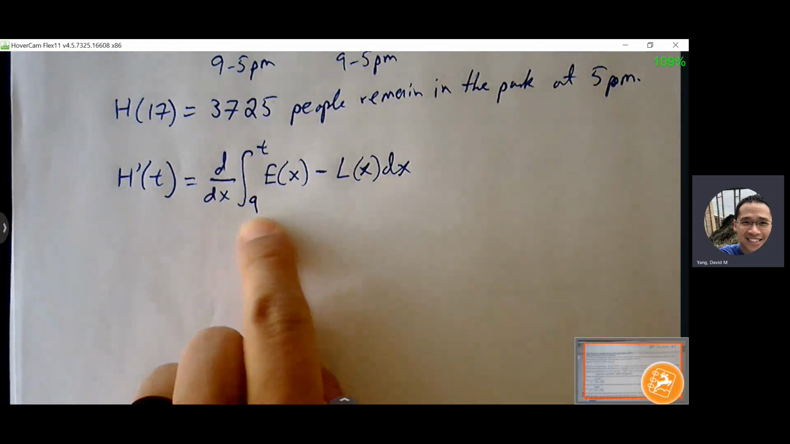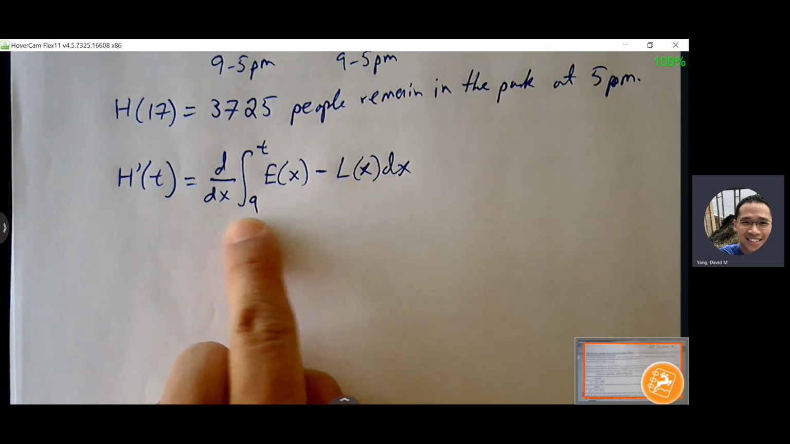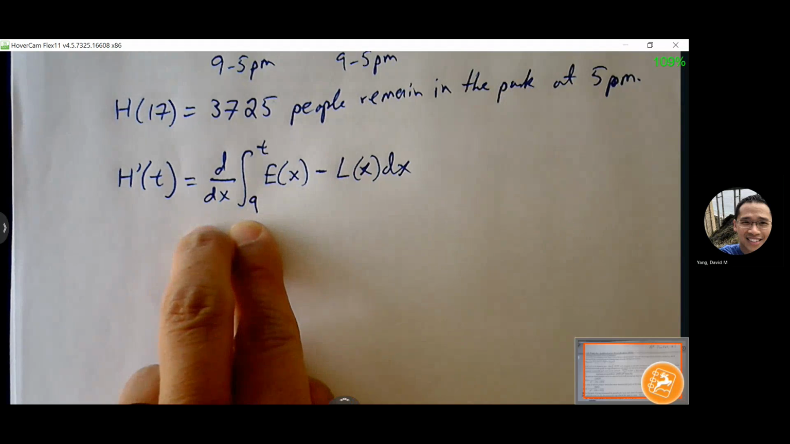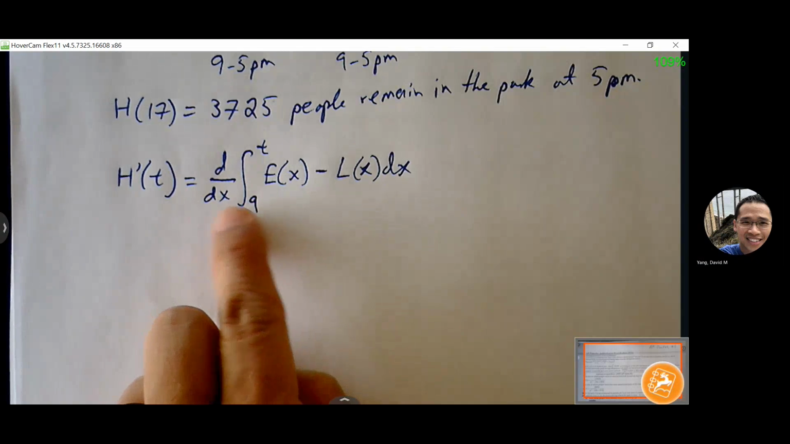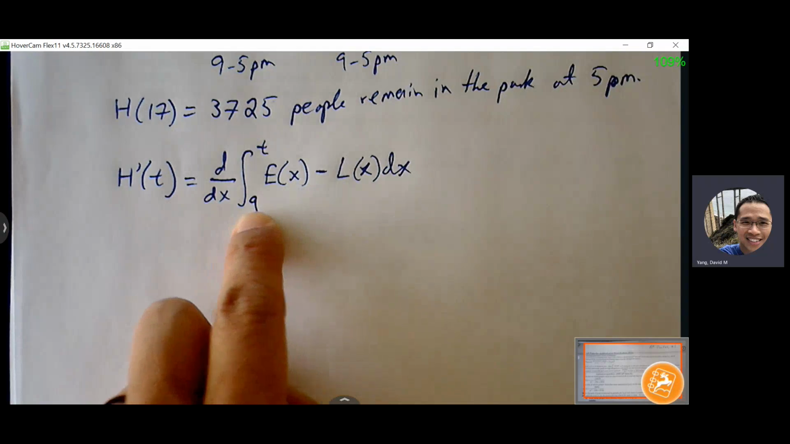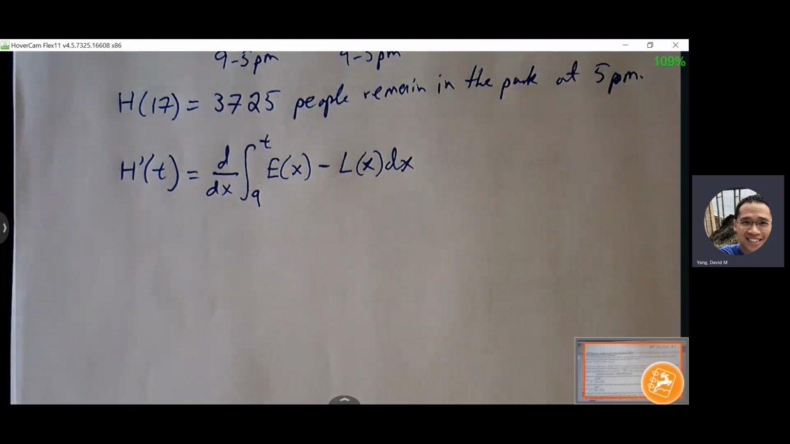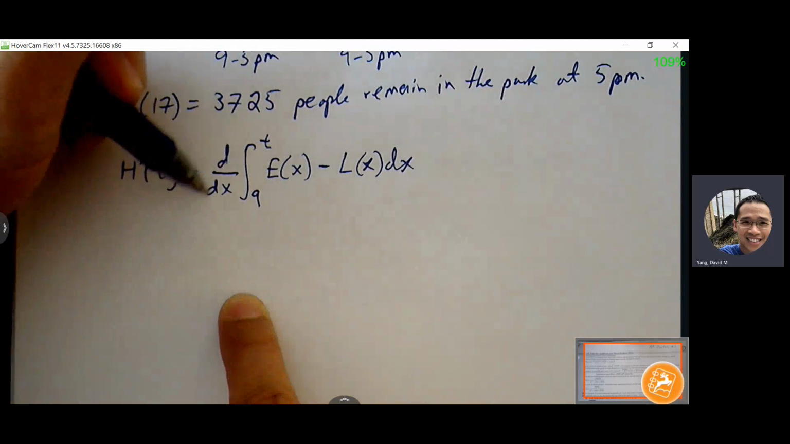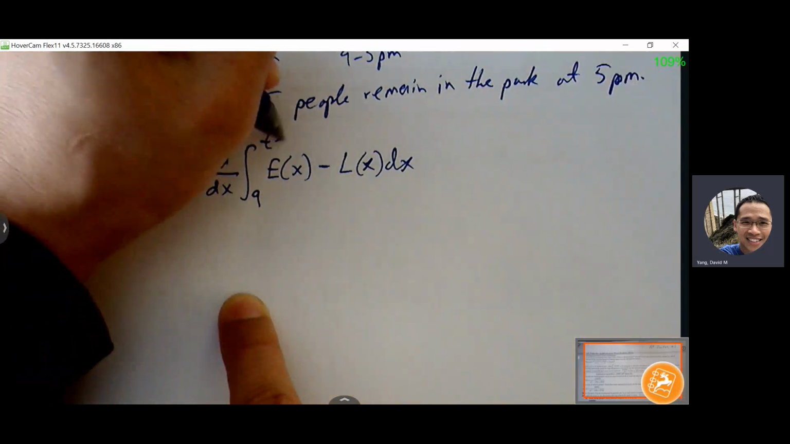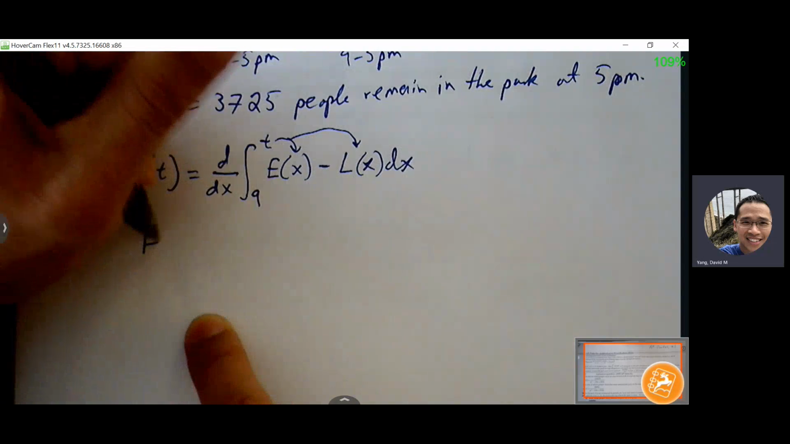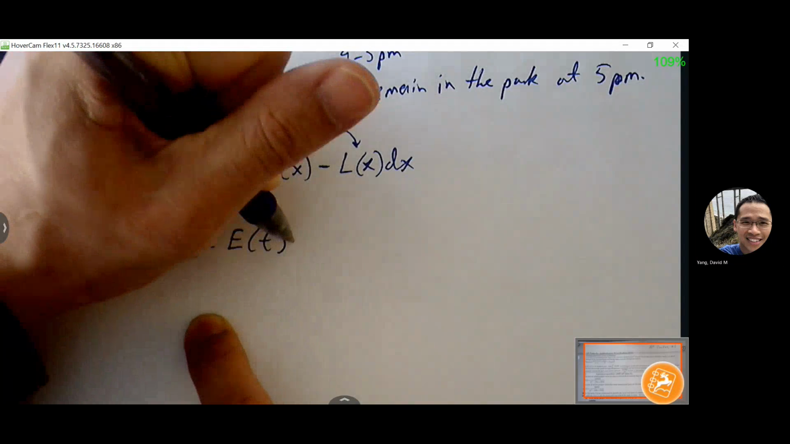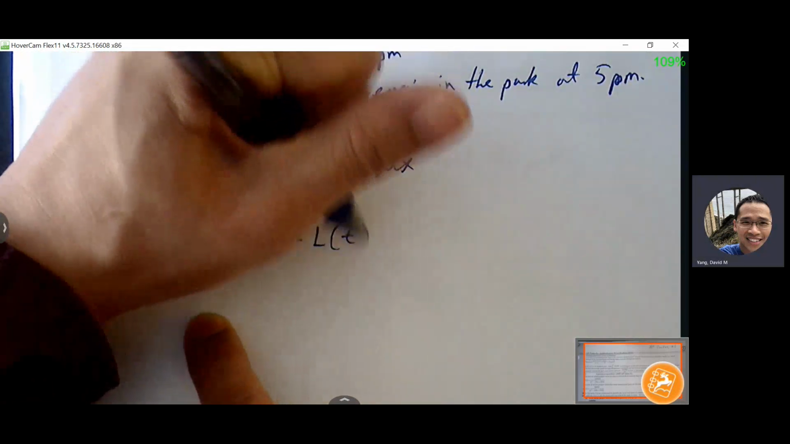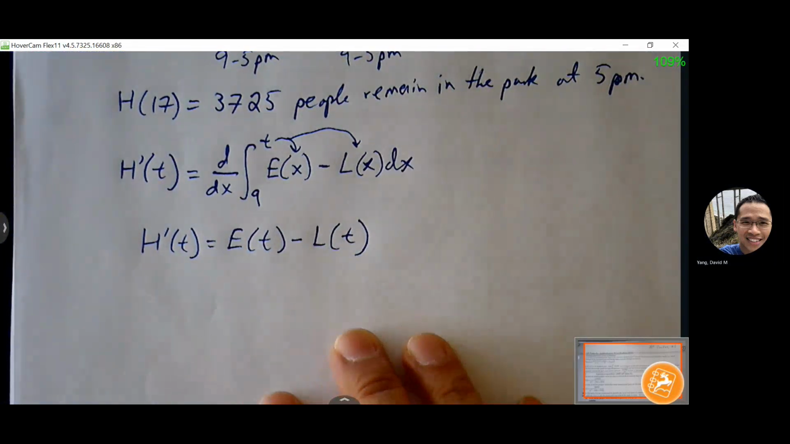Now, does this remind you of anything? This notation here? What's going to happen if I put a derivative next to an integral? Cancel out. This is the second theorem, basically, right? So the second theorem says if I'm pairing a derivative on top of the integral, this wipes itself out. The upper bound gets inserted in, but I'm just left with h prime of t. It's just E of t minus L of t.